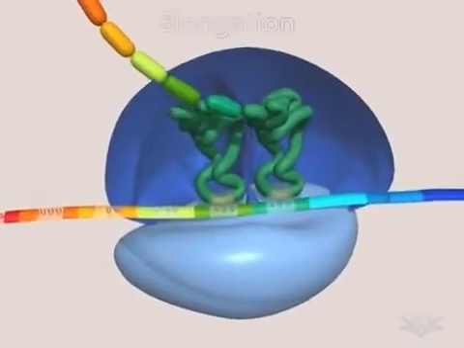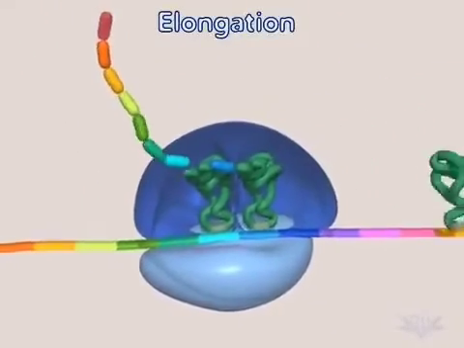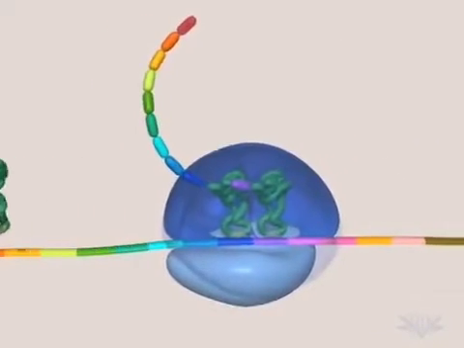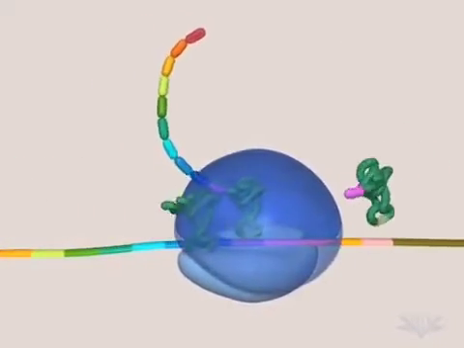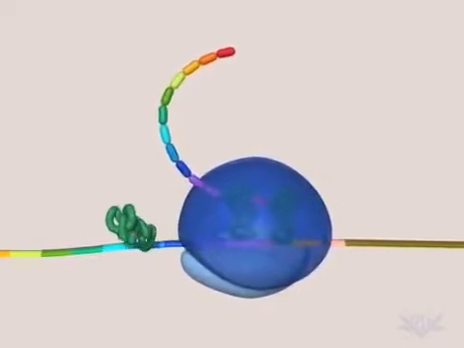These are the basic steps of elongation. As elongation continues, the growing peptide is continually transferred to the A site tRNA, the ribosome moves along the mRNA, and new tRNAs enter.